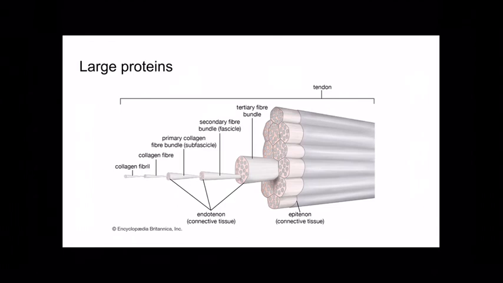So we see a collagen fiber there, and then we have a bundle of collagen fibrils that create a collagen fiber. So a single collagen fibril will get together with a number of them and form a collagen fiber, and then a number of collagen fibers come together to form a bundle, and a number of bundles come together to form a fascicle, and a number of fascicles come together to form a secondary fiber bundle, which is called a fascicle, a tertiary fiber bundle, so we're just having more and more of these together.